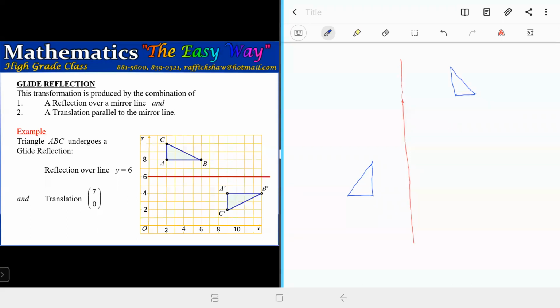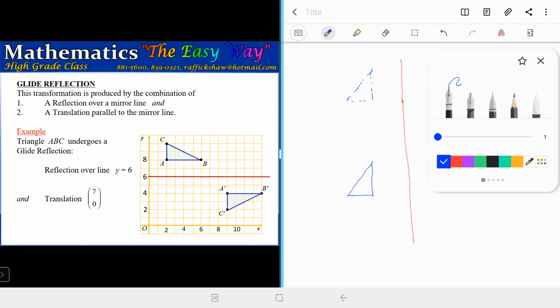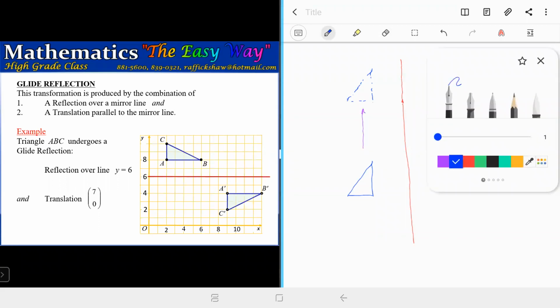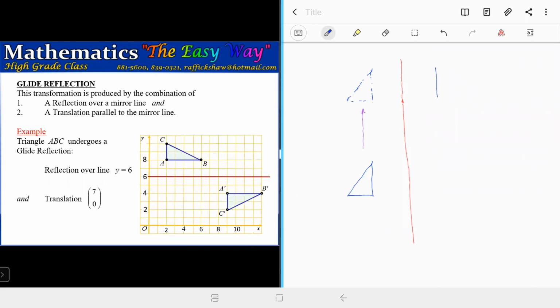Right? That's a glide reflection. Why is it a glide reflection? A translation to come up here first. You can see that, that's a translation to come up there first. Let's put the translation in purple. Translation up there. It's kind of too far, put it closer. And then I did a reflection to get this one. See? It's a glide reflection. So it's a glide parallel to the mirror line and then a reflection over the mirror line. And that's it. From this to this is a glide reflection.